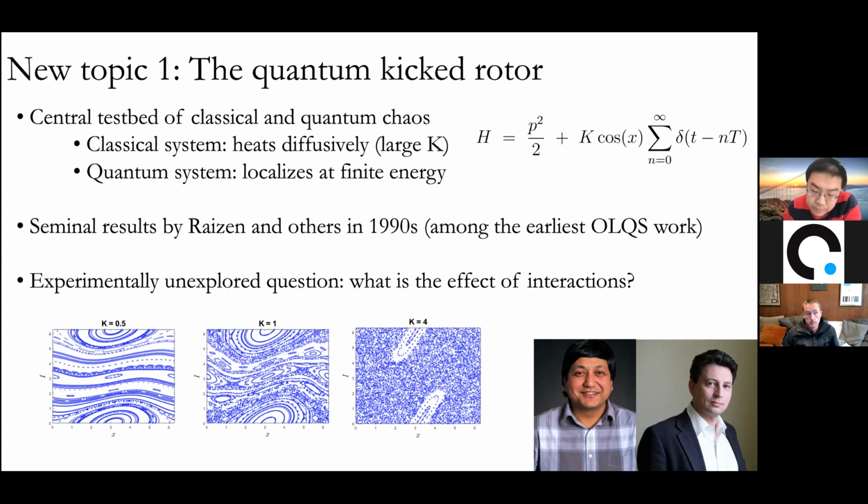Actually, maybe even the earliest, or certainly one of the earliest optical lattice quantum simulation results, I would say, was Mark Raizen's study of the quantum kicked rotor using rather hot sodium atoms in a pulsed optical lattice. And people have looked at different aspects of this in the years since. But what people have not really looked at is what happens if the system is not non-interacting, or more felicitously put, what are the effective interactions on the quantum kicked rotor?